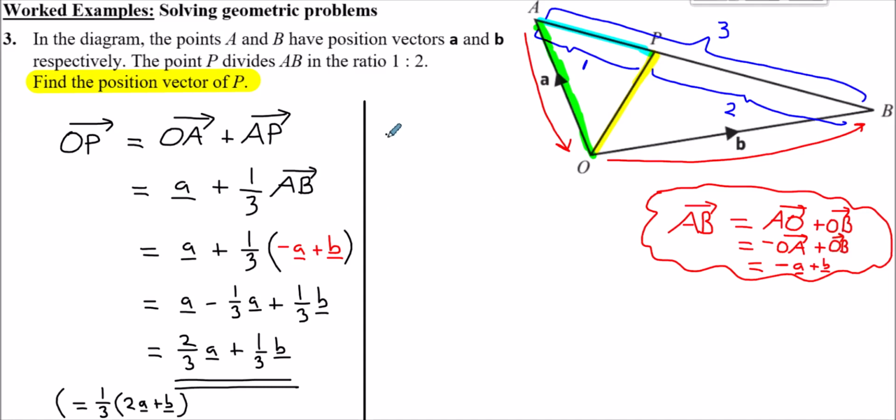So another option, I'm going to call this method 2, because I'm not very inventive. I'll just call it method 2 because it's fairly obvious. Method 2, how else could we go from O to P? Well, we could have gone from O to B, so we could have gone along here like so. And then when we got to B, we could have gone from B to P.